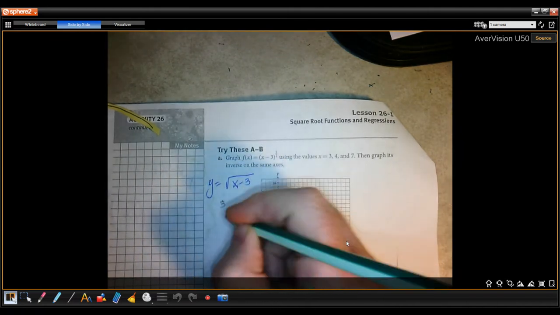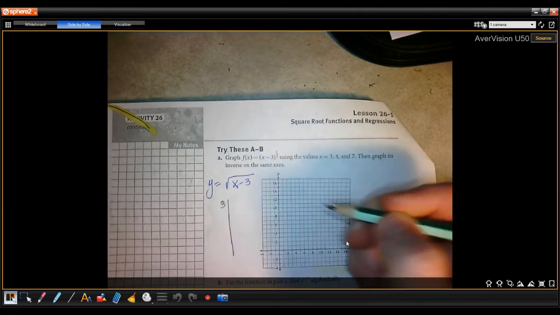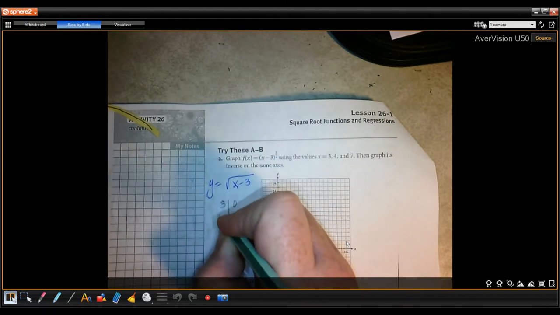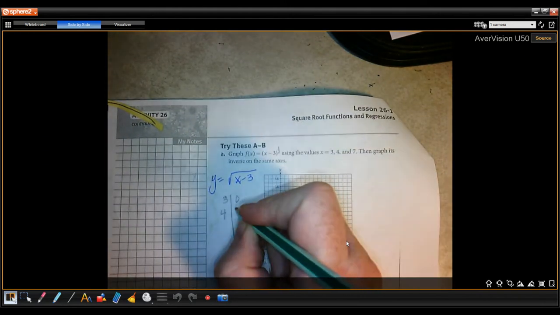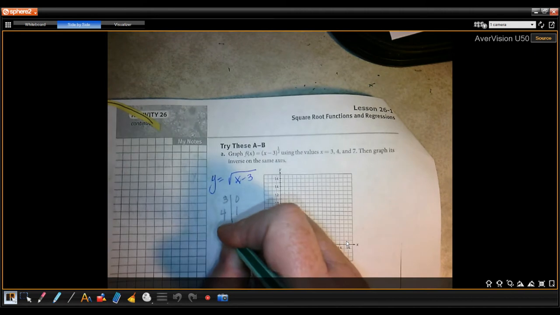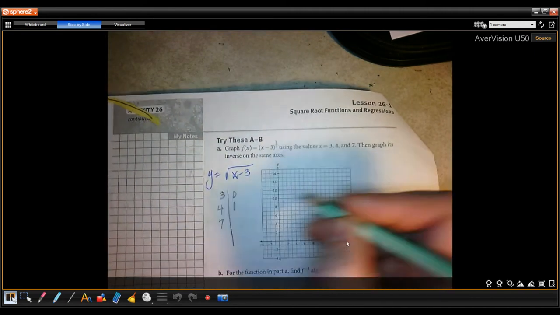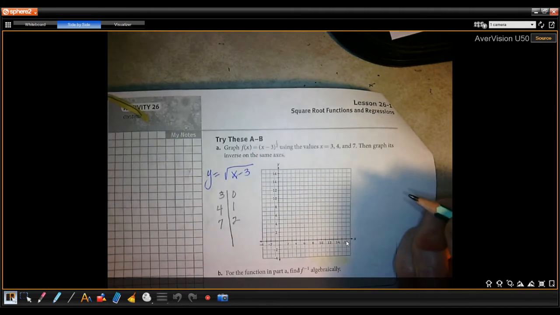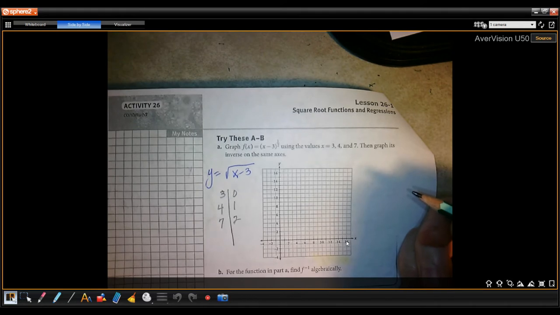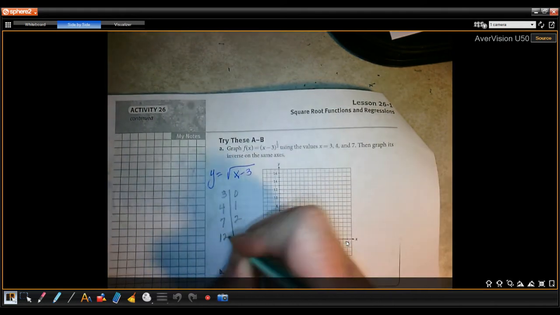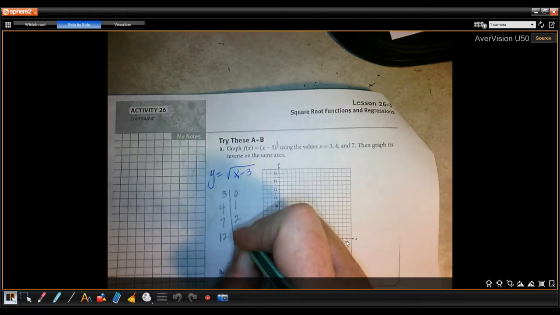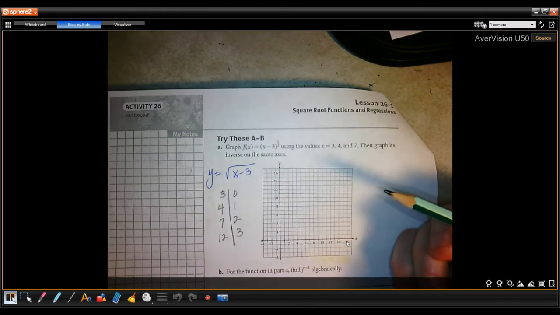So if I plug in 3, 3 minus 3 is 0. Then square root of 0 is 0. If I plug in 4, 4 minus 3 is 1. Square root of 1 is 1. Plug in 7, 7 minus 3 is 4. Square root of 4 is 2. What's another one we can do? Plug in 12. 12 minus 3 is 9. Square root of 9 is 3. Okay, so here are some good points for this, so we can graph it.